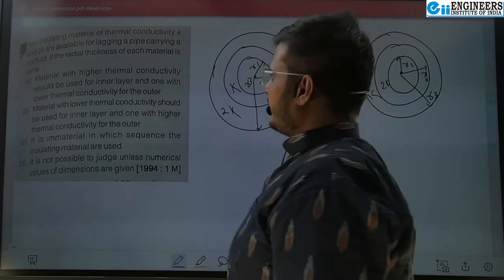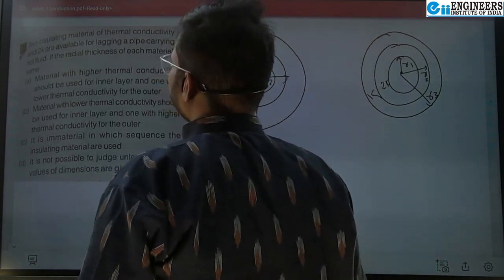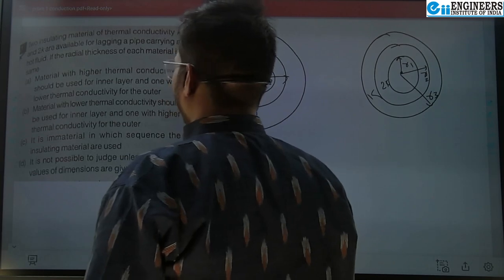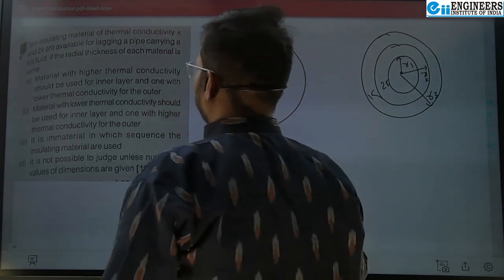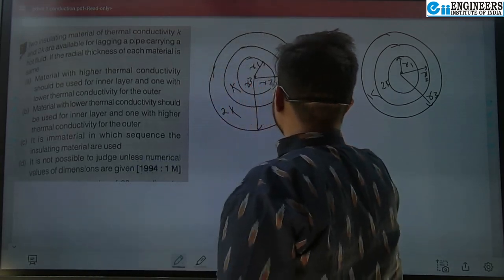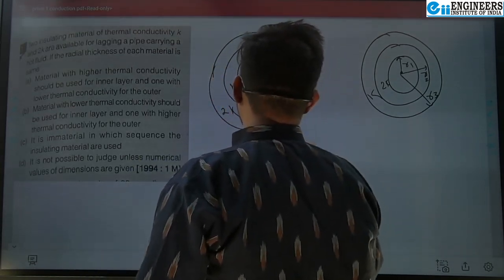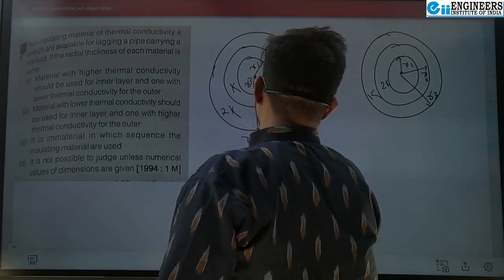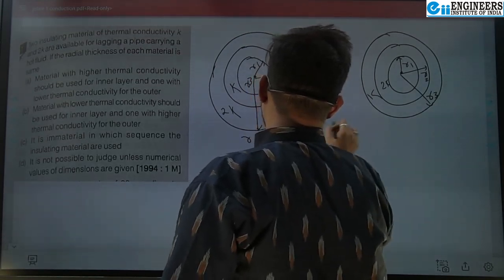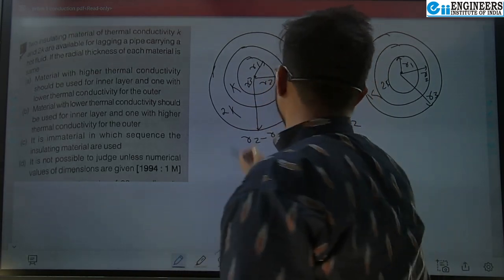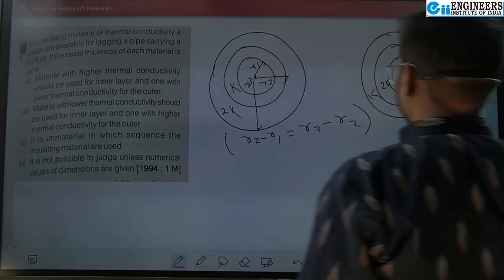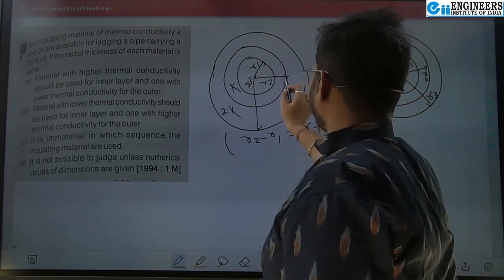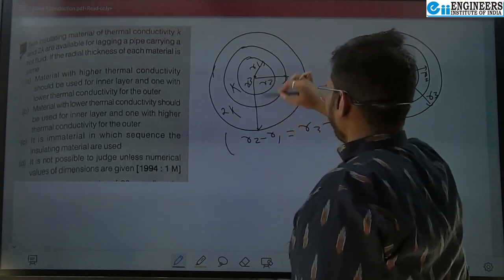So it is asking: two insulating materials of thermal conductivity K and 2K are available for lagging a pipe carrying a hot fluid. If the radial thickness of each material is the same, that means this thickness and this thickness are the same. That means R2 minus R1 equals R3 minus R2. This condition is given to you. R3 minus R1 equals R2 minus R1 equals R3 minus R2.